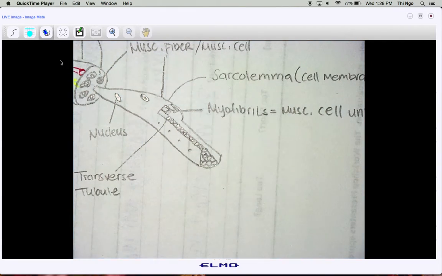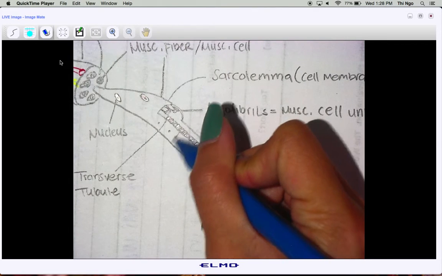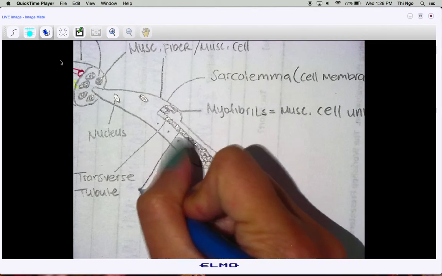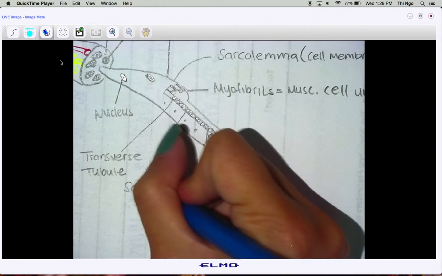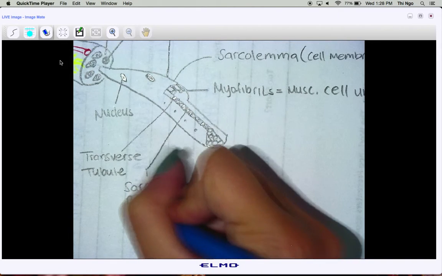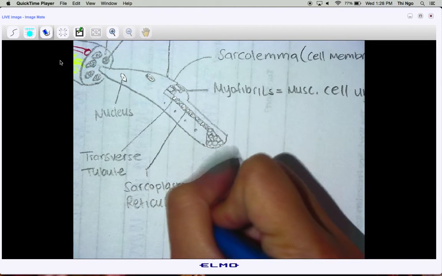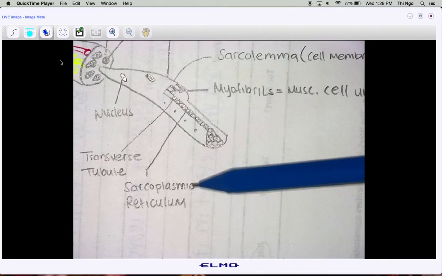Can't see that too well. Anyways, all of the X's I just drew represent the sarcoplasmic reticulum. Like the endoplasmic reticulum, it actually is endoplasmic reticulum, but because it's in a muscle cell, it has its own name. It does the same stuff. It helps with the proteins that are produced by the cells.